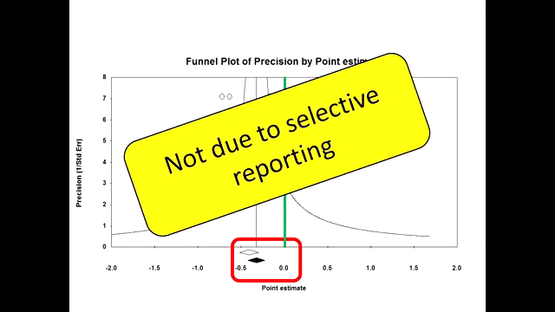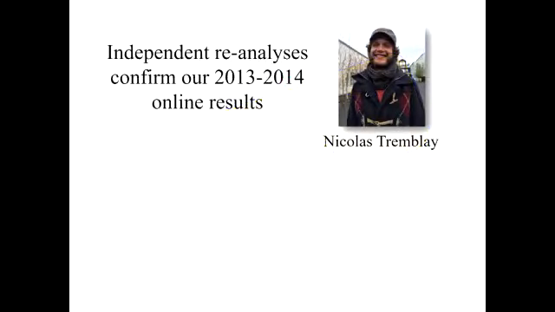And of course, we knew what we were doing. We knew not to do selective reporting and not to p-hack and not to do a whole bunch of things. But it was nice to see that the software confirmed that that was the case. So we so far have 2 independent reanalyses of our online data from 2013 and 14.